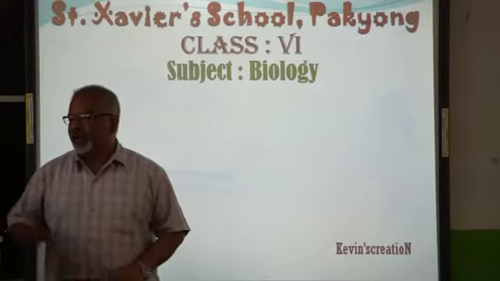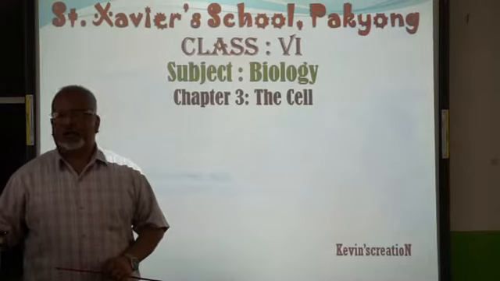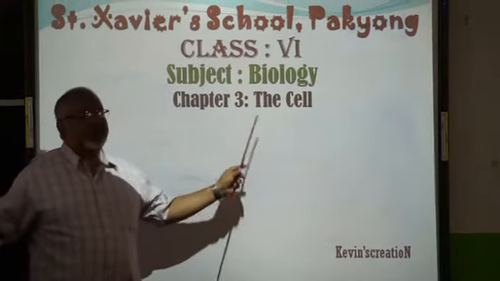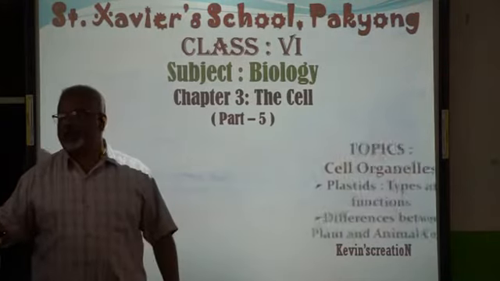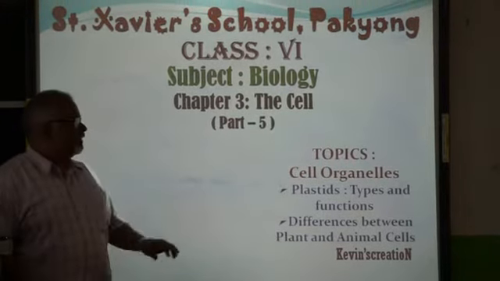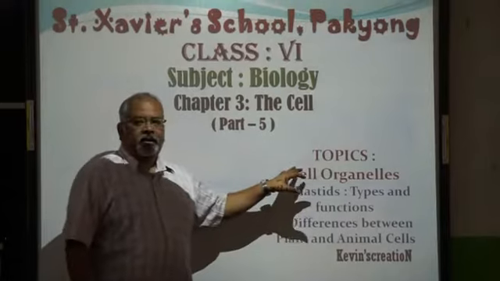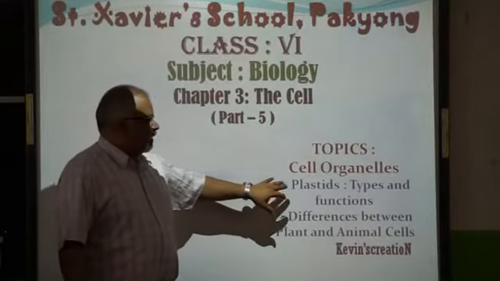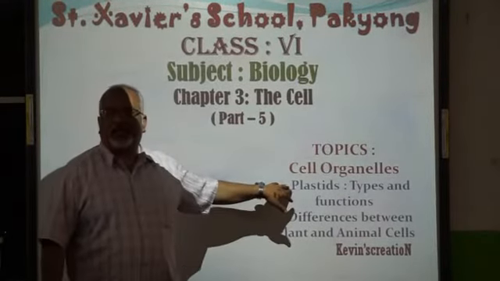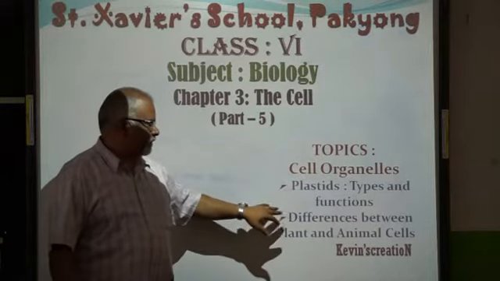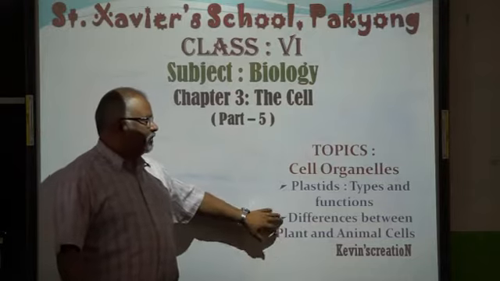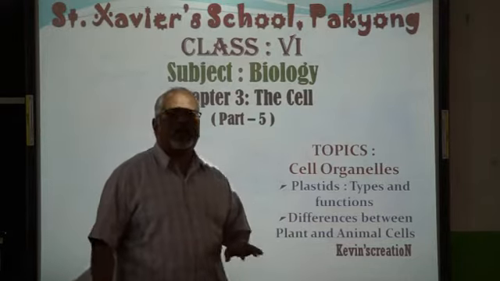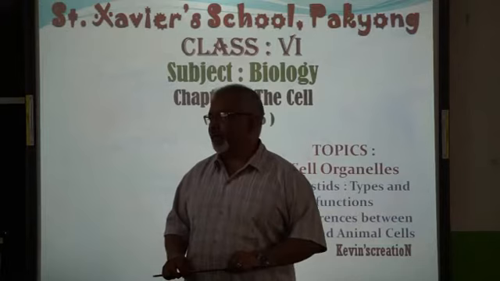Today in biology we are going to take chapter 3, that is the cell, and this is the fifth part of this chapter. The topics which we are going to cover are plastids and the types of plastids and their functions. And the last one will be differences between plant and animal cell.